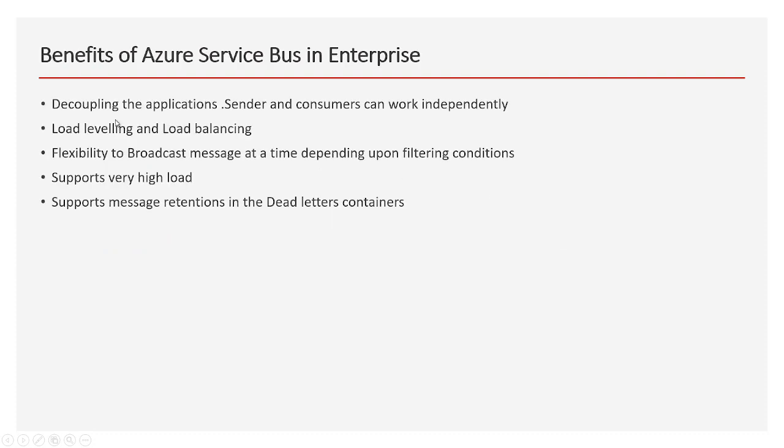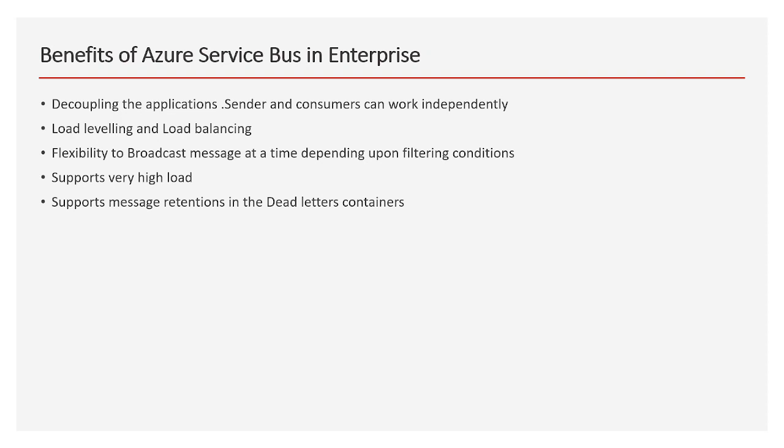Now, once this is done, the last slide shows you the benefits of Azure Service Bus Enterprise. First thing, you saw that decoupling has been done, so sender and consumer can work independently. I have shown you the example of ordering an item. The sender is the service which will order those things. Now the receiver part is the dispatcher one.